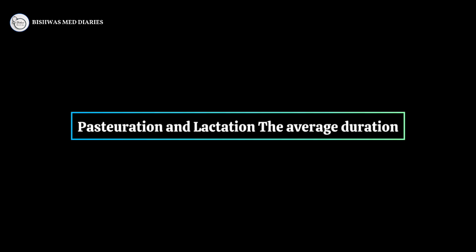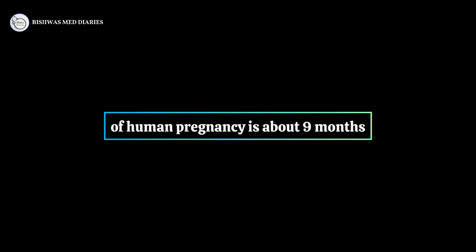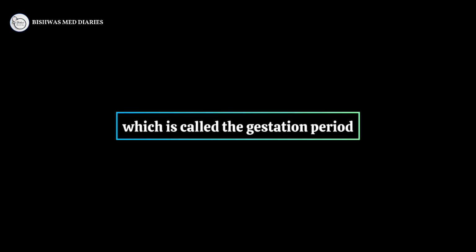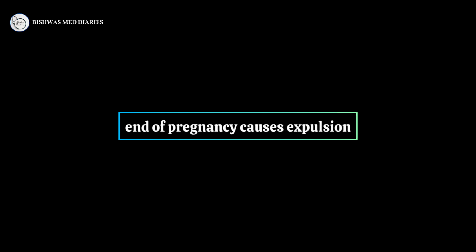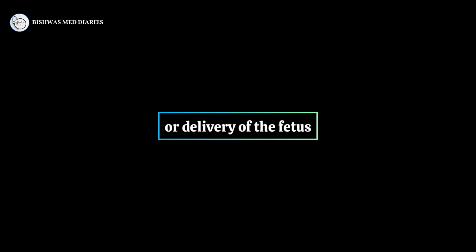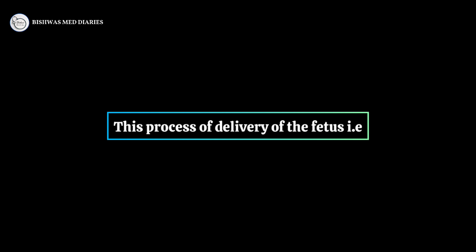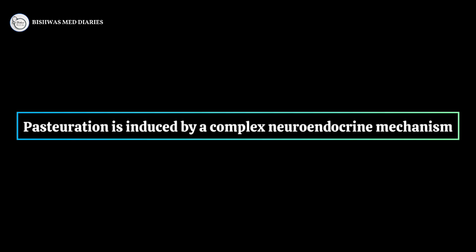3.7 Parturition and lactation. The average duration of human pregnancy is about 9 months, which is called the gestation period. Vigorous contraction of the uterus at the end of pregnancy causes expulsion or delivery of the fetus. This process of delivery of the fetus, that is childbirth, is called parturition. Parturition is induced by a complex neuroendocrine mechanism.